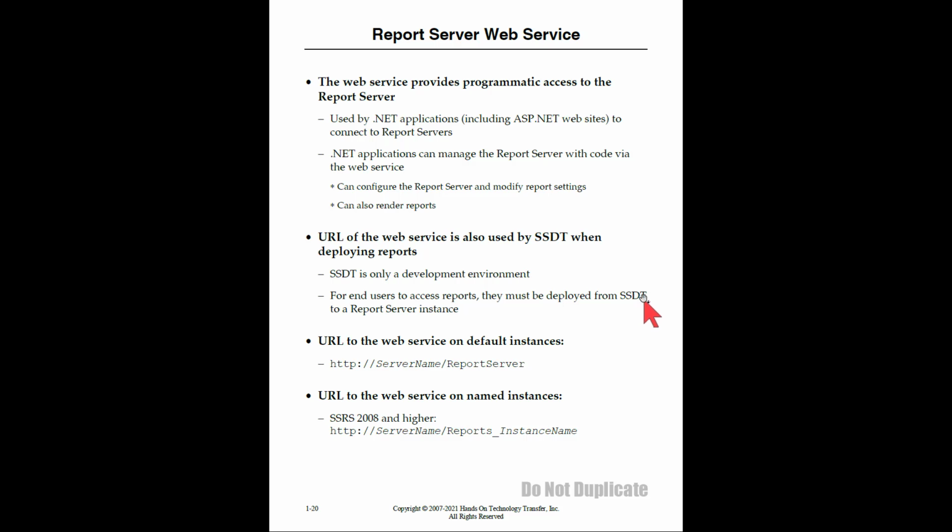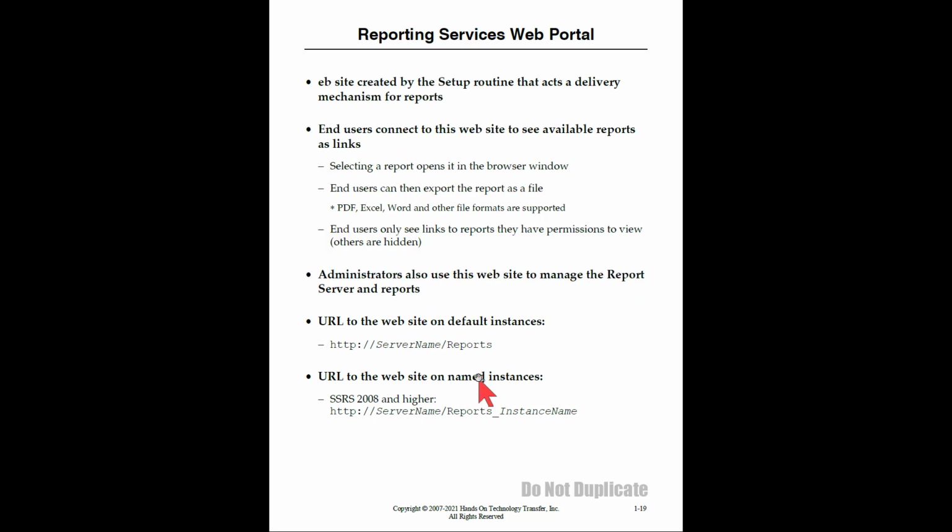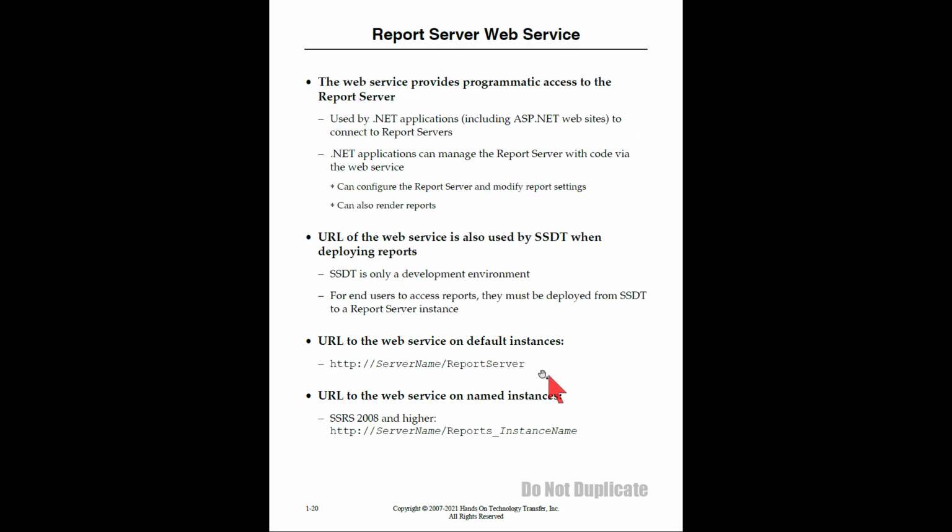The Reporting Services web service. Now if you take a look at this particular URL, it looks similar to what you saw before. http:// server name report server, not to be confused with this one on the previous page, http:// server name reports. Notice this one says reports, and this one says report server. So what's the difference?